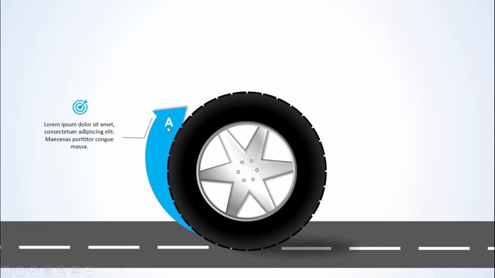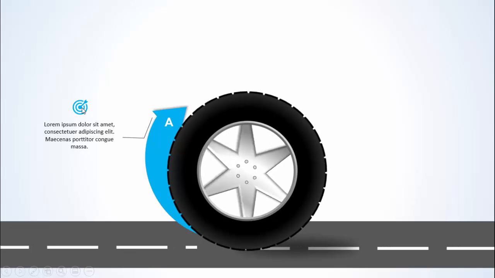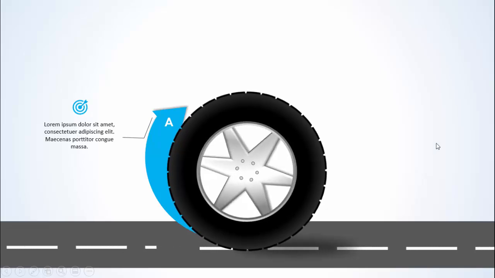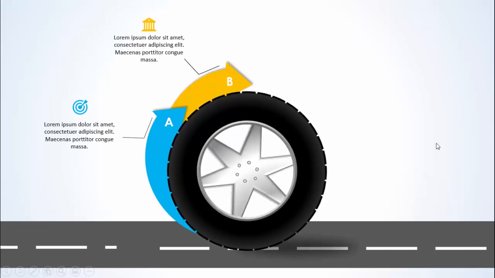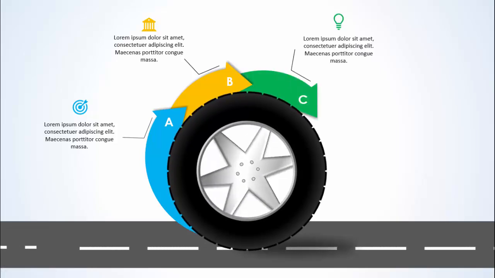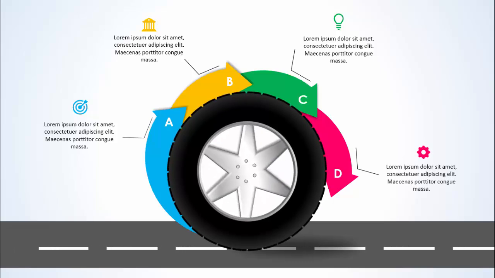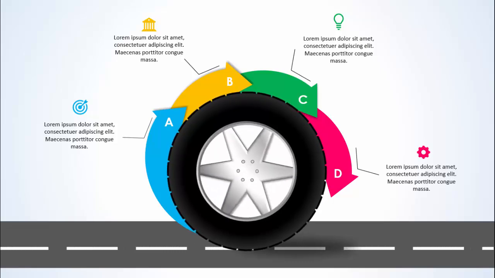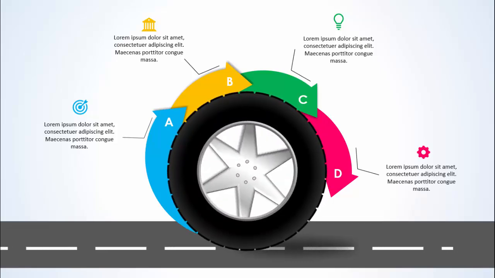You can see here with the arrow A, and you can add your own icon and the detailed text. When I click, it will show me the option B, then comes the option C, and then the last option D. So depending on your requirement, you can add 4, 5, 6, any options as you like.